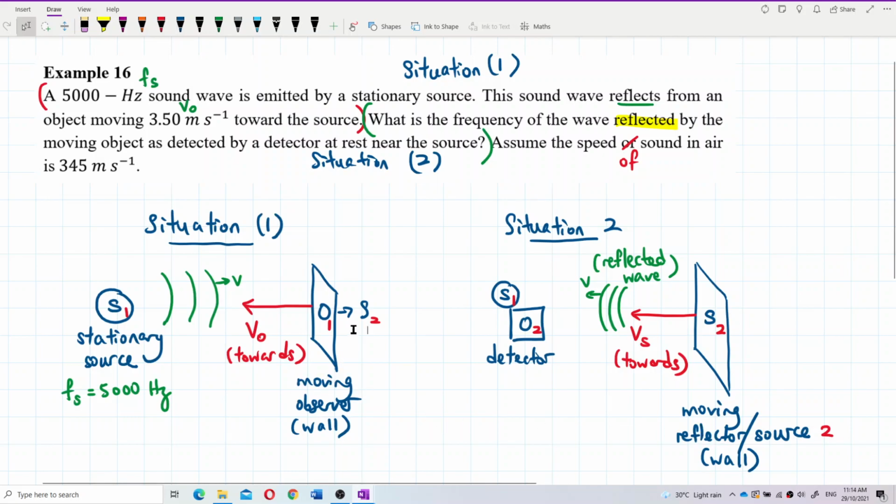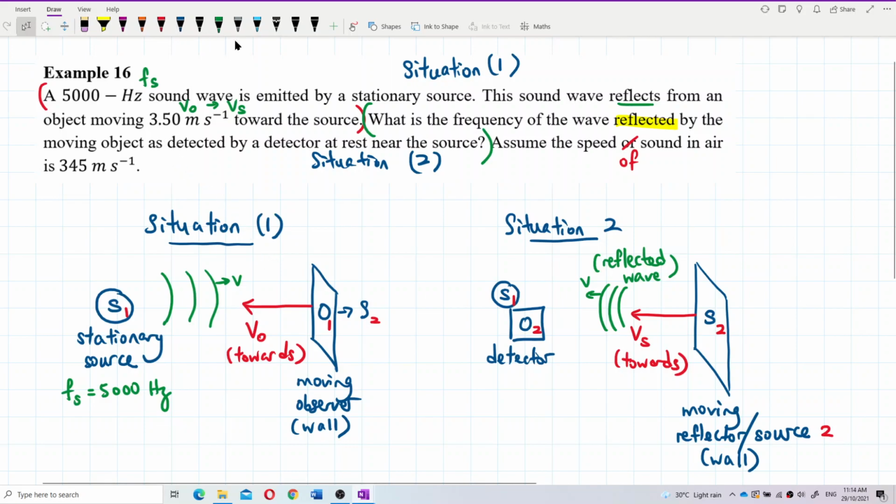Last time he was a moving observer towards the source. Now he becomes a moving reflector, a moving source. Last time a moving observer, now a moving source. Observer 1 becomes source 2. Just last time the VO was 3.5. Now this 3.5 value has become the speed of the source, VS. Understand or not? So use the same value.